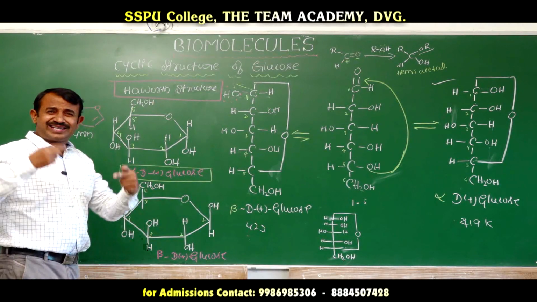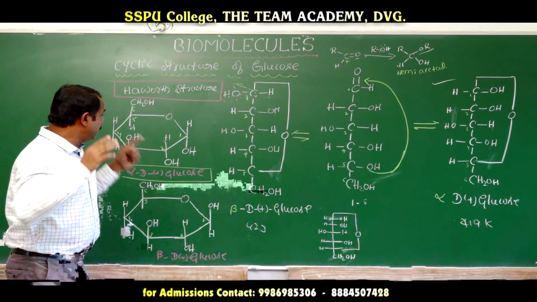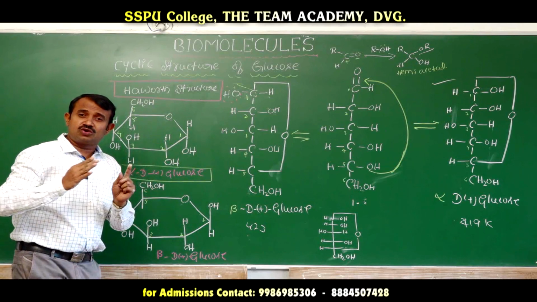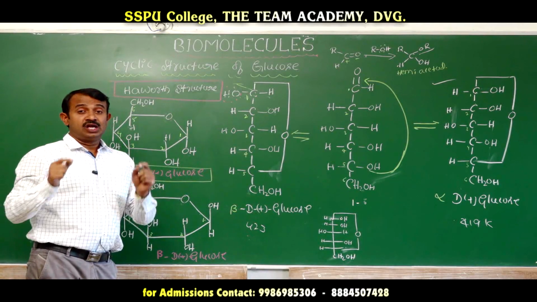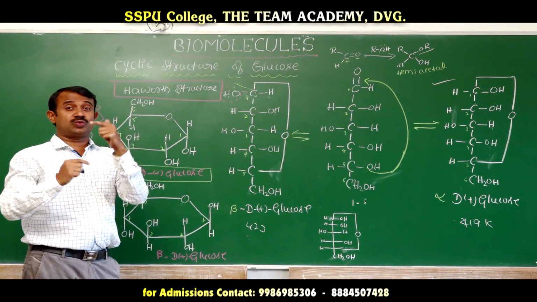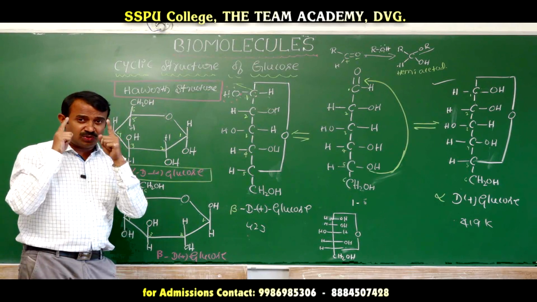I will go for tricks. Easily you can write alpha and beta. If you know alpha glucose, you can easily go to maltose, lactose and cellulose. You should remember alpha glucose, where we have to write the hydroxy and hydrogen. That is very, very important.